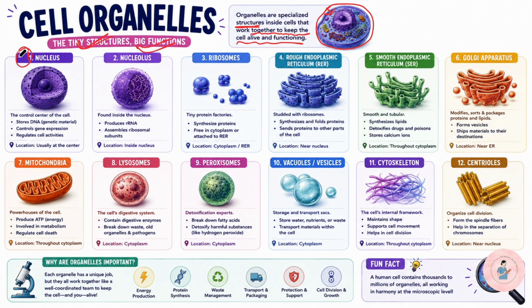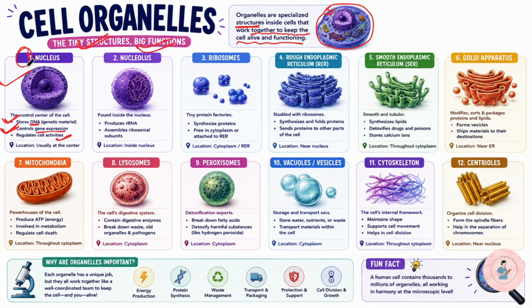The first one is the nucleus. The nucleus is the center of the cell. It stores the DNA, controls the gene expression and regulates the cell activity. All the activities of the cell happen through the nucleus. The DNA is stored inside the nucleus. Okay. And the nucleus controls the gene expression.